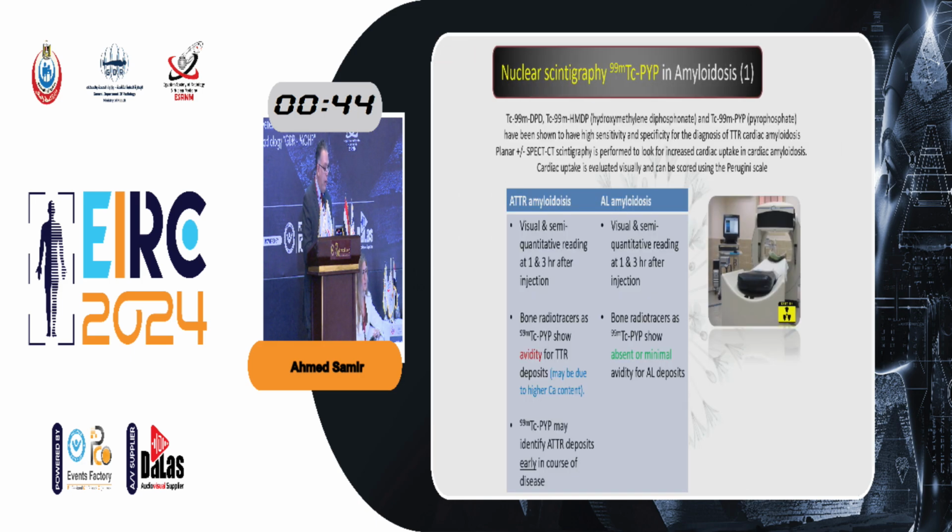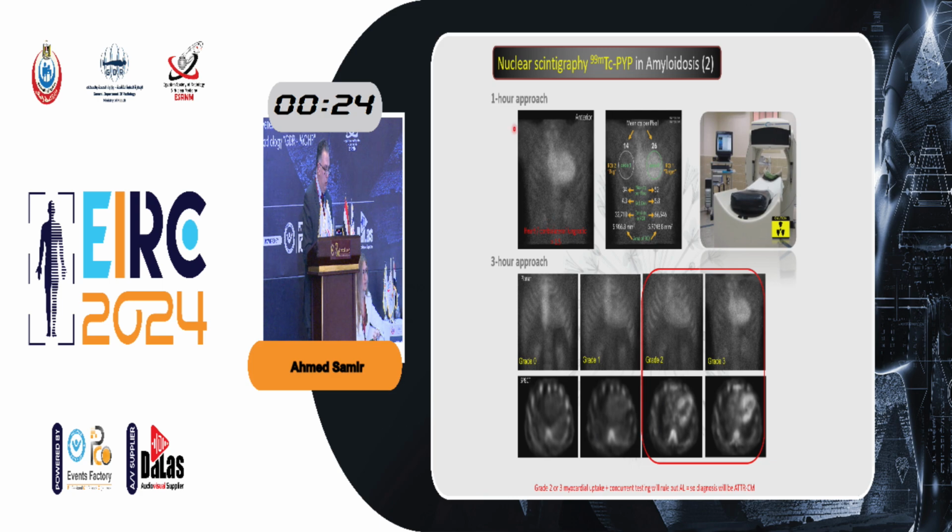By diagnosing and confirming our diagnosis of TTR, we can then start treatment after confirming this diagnosis by doing a nuclear scan. So we must go for a nuclear scan, we must go for a pyrophosphate, technetium pyrophosphate examination to confirm the TTR type, which is usually in cases of TTR highly avid, as you will see in the next 2 slides. So this is the 1-hour approach.